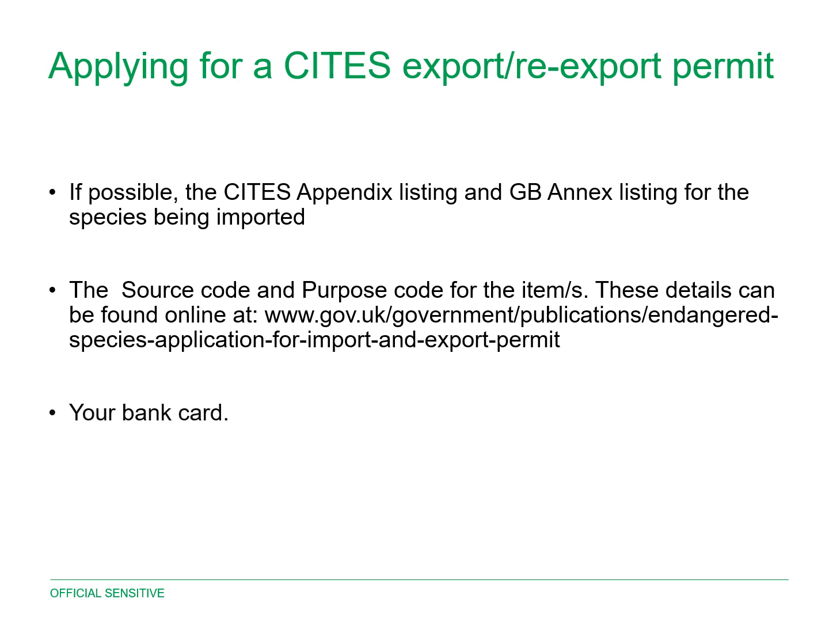If possible, you will also need the CITES Appendix listing and the GB Annex listing for the species being exported or re-exported. The source code and purpose code of the item. These details can be found on the Permit Application Guidance document online at www.gov.uk/publications/endangered-species-application-4-import-and-export-permit. You will also need your bank card to pay the CITES processing fee.